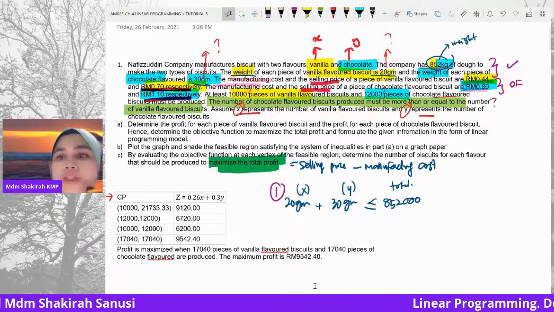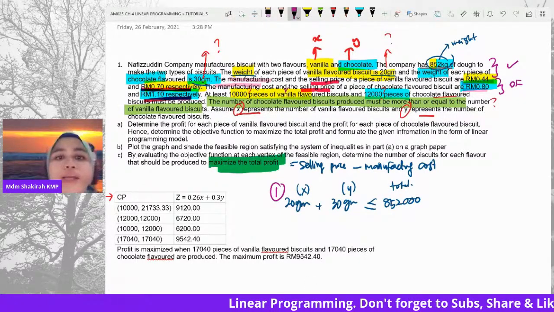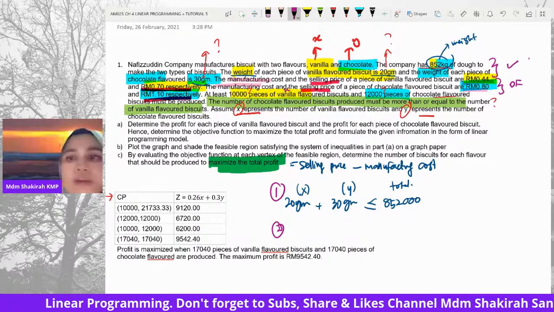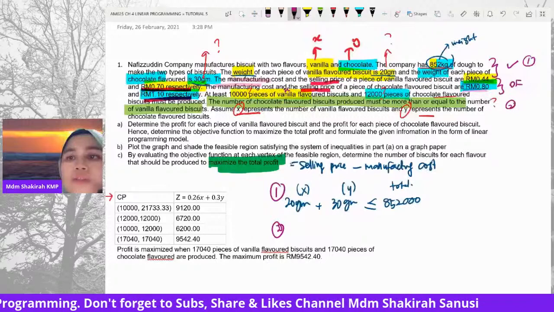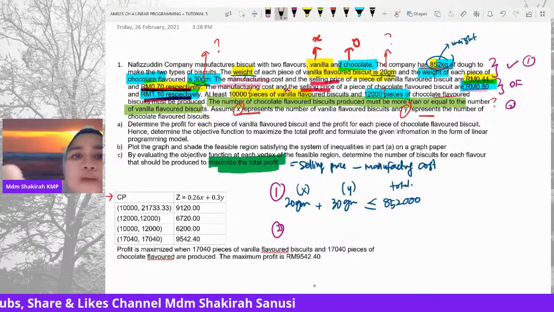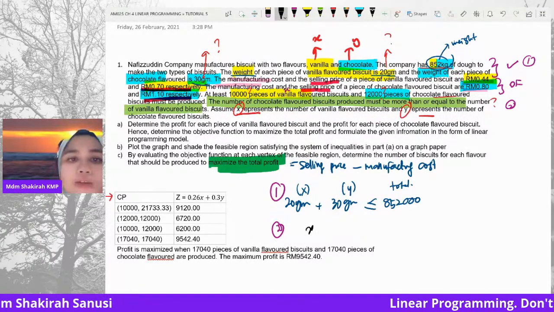At least 1000 pieces vanilla. Okay, vanilla tu apa kelas? Vanilla adalah X. Okay, you punya nombor 1, this is nombor 2. Vanilla adalah you punya X. Okay, where is my pen? Okay, vanilla adalah you punya X. X at least 10,000.